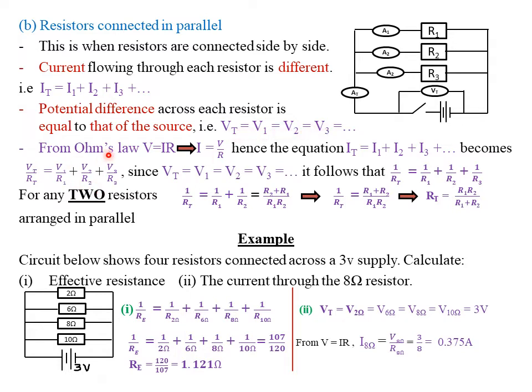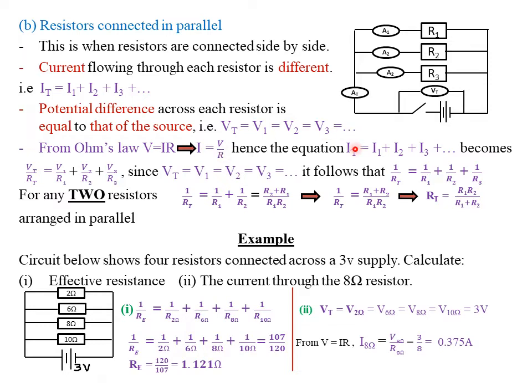Then from Ohm's law, we saw that V is equal to IR. That is, potential difference is equal to the product of the current and the resistance. From here, we can make current the subject of the formula simply by dividing both sides by R. Therefore, we shall have I equals voltage over resistance. Hence, the equation of I total, remember I total was I1 plus I2 plus I3. So I total will simply be V total over R total, because we have seen that I is equal to V over R.